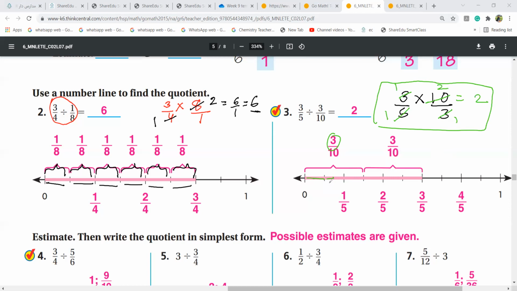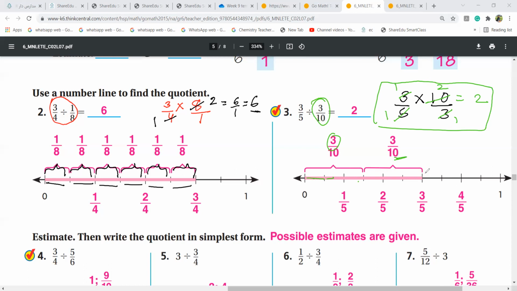I got 3 over 5 because this is 1, 2, 3. 3 over 10, and you have 3 over 10. So you have to always divide 3 over 10, 3 over 10. And there are 2 parts of 3 over 10. If there are 3 parts, you could make more 3 like that.